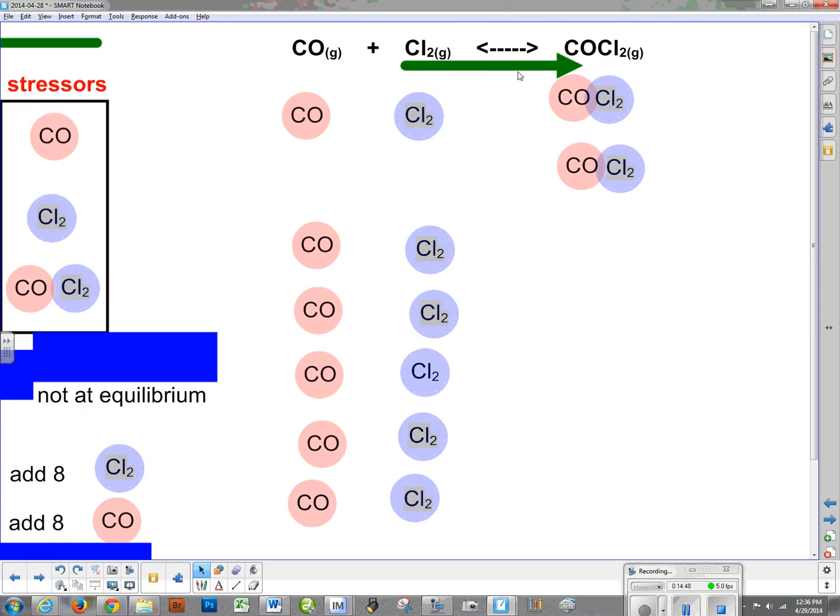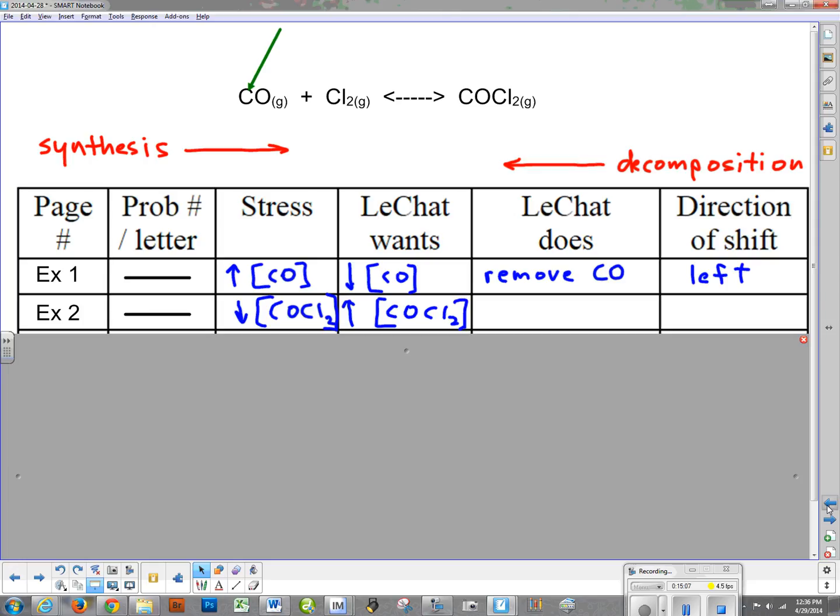So because we made more of this product, remember I added this, which was made from this and this, we wound up having a right-hand shift because we removed some of this, but Le Chatelier then wanted to make more. And so what we wound up with, for him to add more COCl2, he had to do a right-hand shift. Shift to the right.